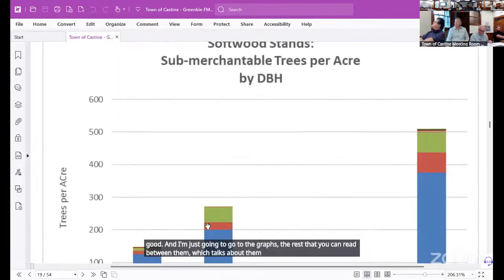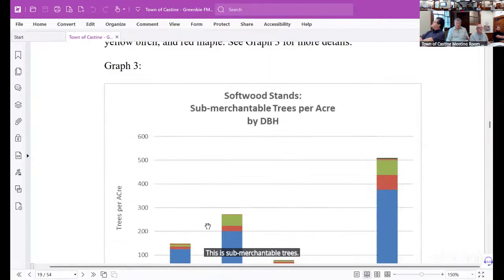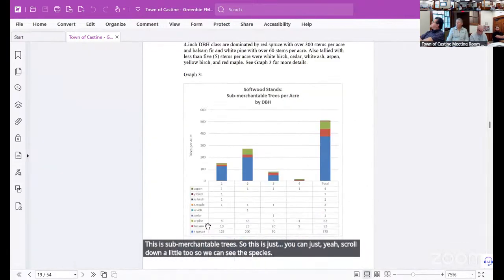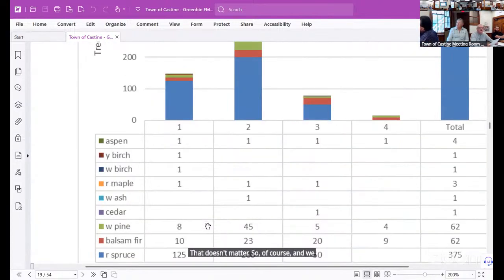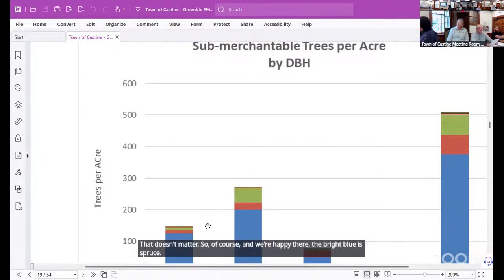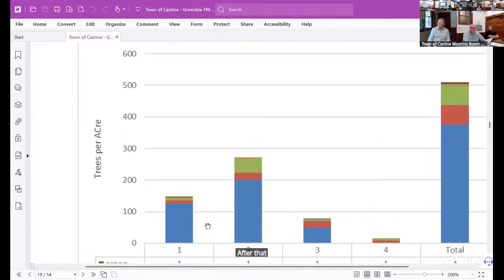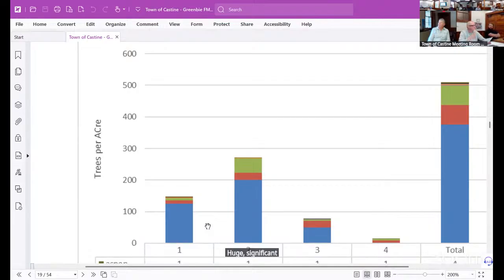Next one is the regeneration trees. You can scroll down a little, just so we can see the species. The bright blue is spruce, which is good, as you would expect in a softwood stand. After that, it's pine and fir, so that's good. The only thing we don't want is too much fir, but there's no huge significant issue with this. The understory was fine. It's on page 19.